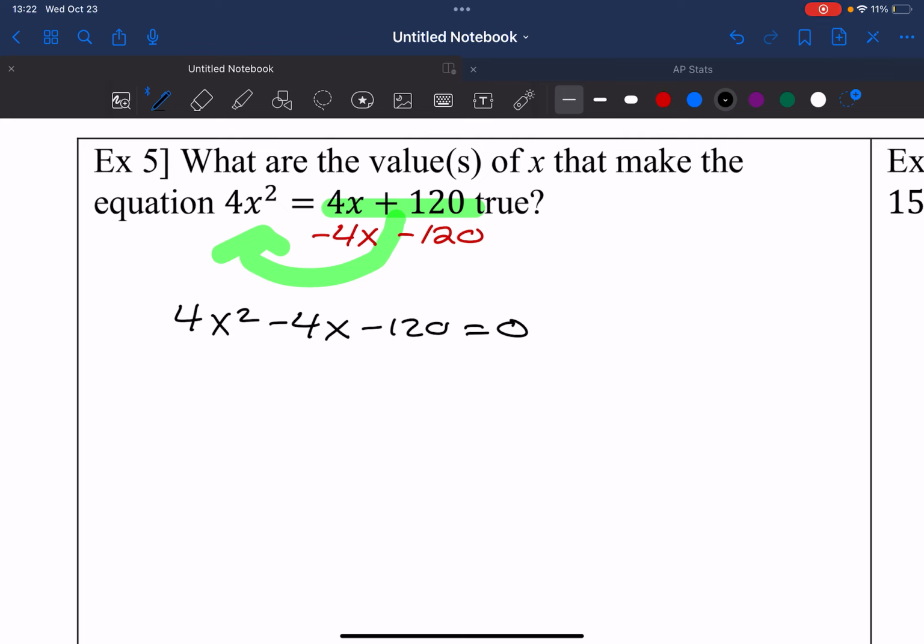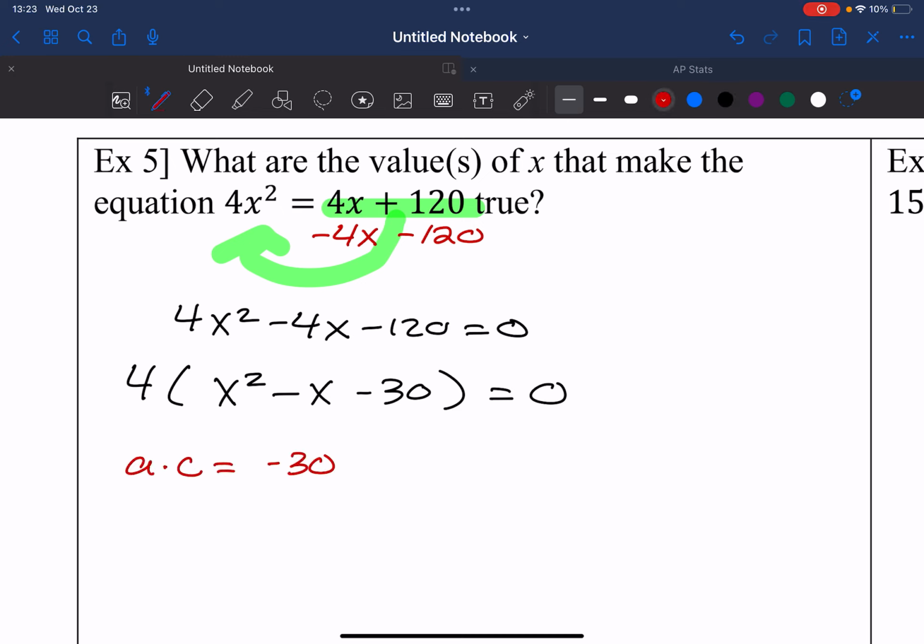Now that it's in standard form, I have to see if I can take out a GCF. Okay? Well, I can because there's a number that divides 4, 4, and 120, and that number is 4. So if I take out a 4, I'm left with x squared minus x minus 30 is equal to 0. Okay? So now my A value is 1, my B value is negative 1, and my C value is negative 30. So if I do A times C, I get negative 30, and my B value is negative 1.